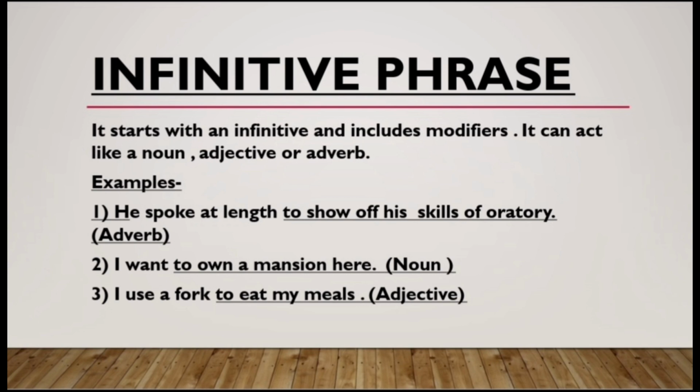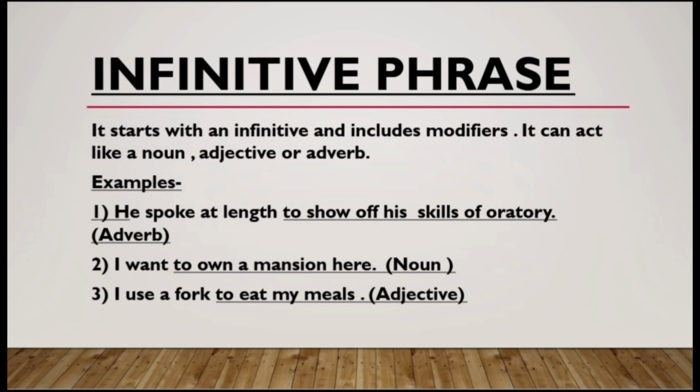So basically a phrase is a group of words which does not have a finite verb and a subject. An infinitive phrase is a group of words which starts with to plus verb's first form. It includes modifiers, it does not have a subject and a finite verb, right? And it can act like a noun, adjective, or it can act like an adverb also.